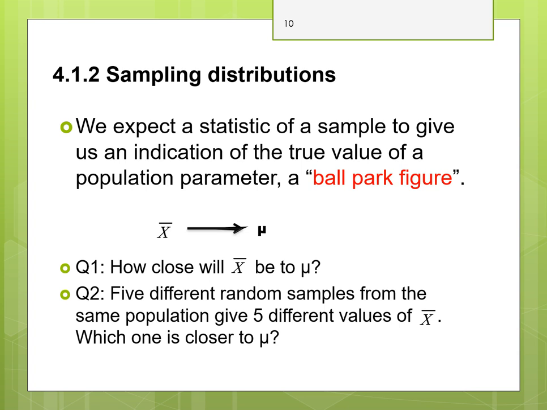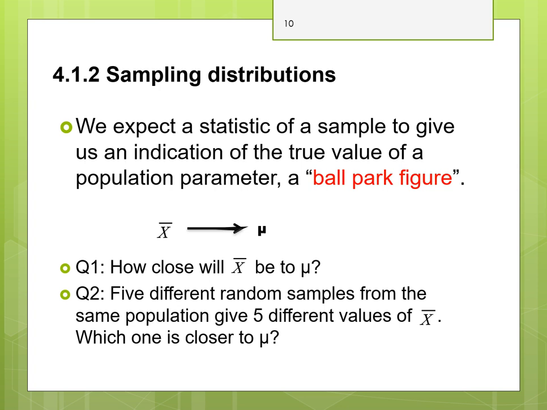So, are all the X bars the same? Of course not, right? The 5 X bars must be different. Sometimes they will be the same, but most often they will be different. Why? That's because when we randomly draw samples from the population, we will choose different individuals, right?